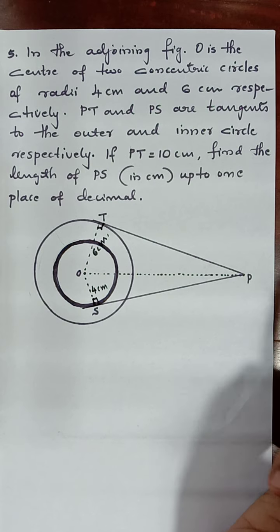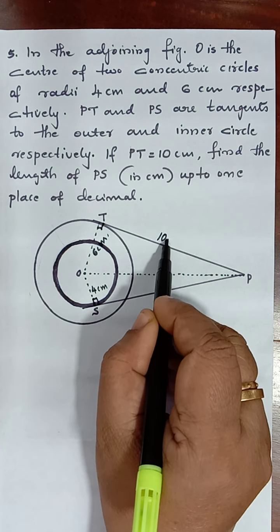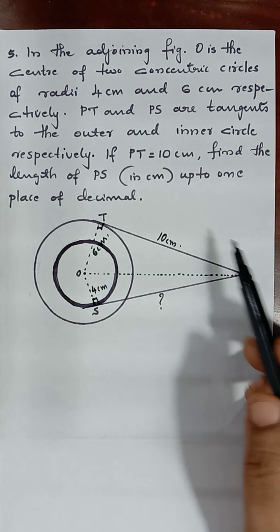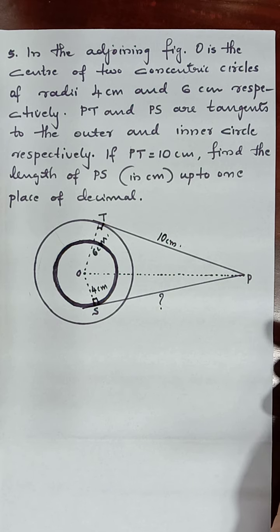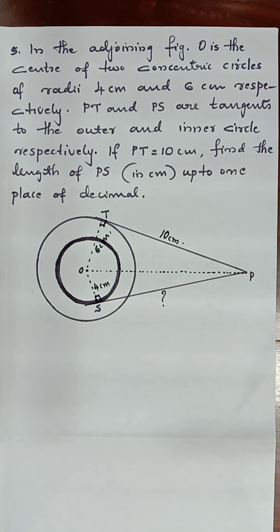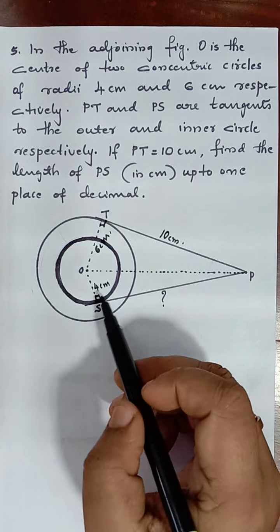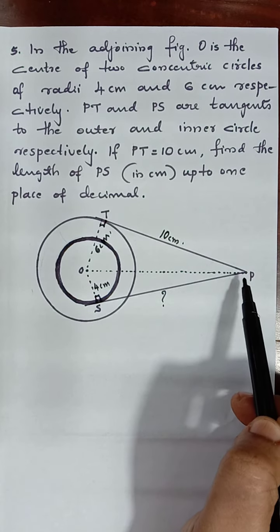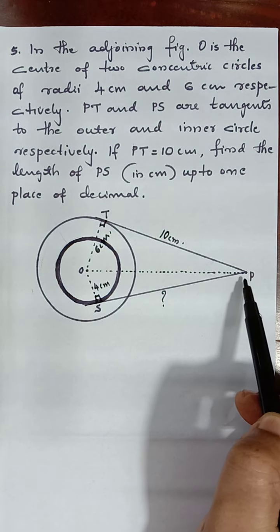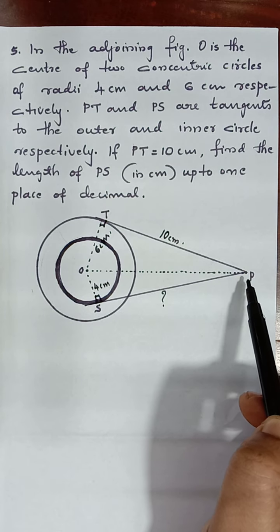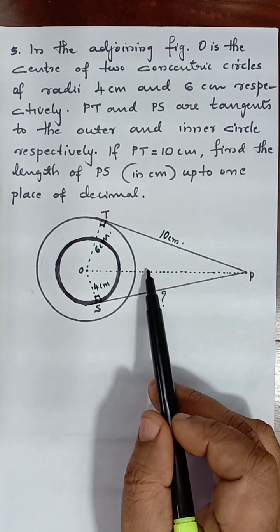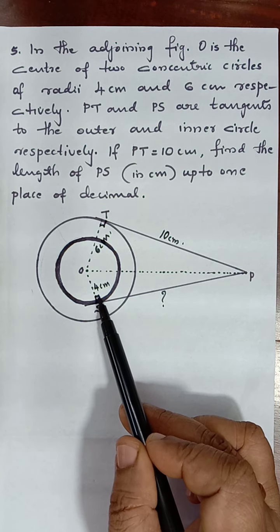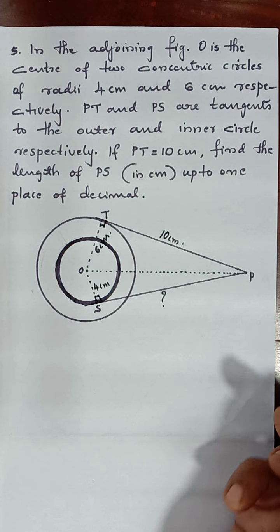PT is equal to 10 centimeter. Find the length PS. This is what we have to find out in centimeter up to one place of decimal. Very simple figure. Figure is given. We marked everything. Let us see the first right triangle OTP. Do we have two sides OT and TP? Therefore, we will be able to find out the third side, that is the hypotenuse OP. If you get the hypotenuse as well as OS, can't you find out SP in right triangle OSP? That is how we are going to find out.